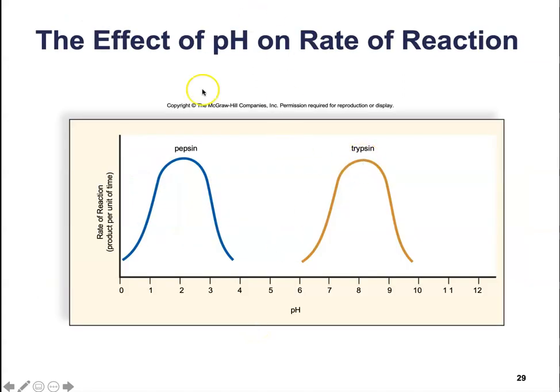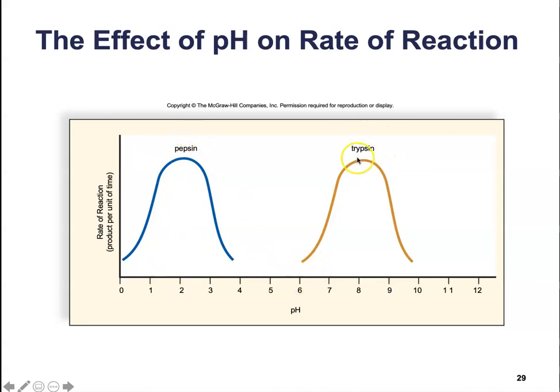Okay, effect of pH. This is what I was just telling you: each enzyme has an optimal pH that it works best at. This gives you two examples. Pepsin is an enzyme that lives in the stomach. In the stomach, the pH is really low, around a pH of 2, because of the acid that's there. And so pepsin works optimally at a pH of 2.